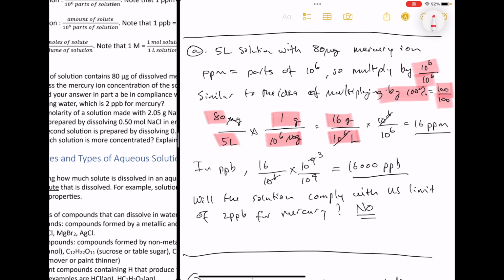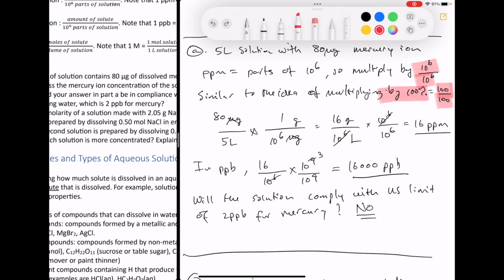I'm leaving 16 over 10 to the 6 because I'm going to multiply it by 10 to the 6 over 10 to the 6. And the reason I want to leave that 10 to the 6, I could have divided this whole thing, 16 by 10 to the 6, and just get a really tiny number and then later on multiply it by both of these, 10 to the 6 over 10 to the 6. I'll get exactly the same answer. So the reason I'm doing it this way is because I can just cross cancel that 10 to the 6 and my answer would then end up being 16 ppm.